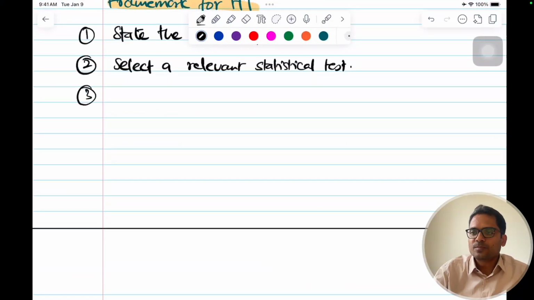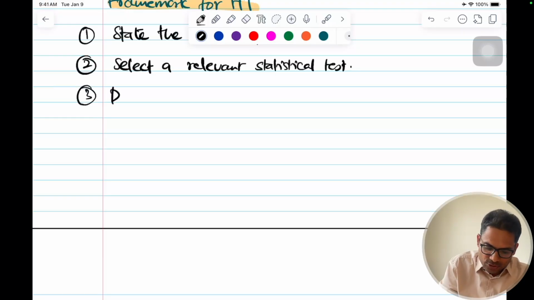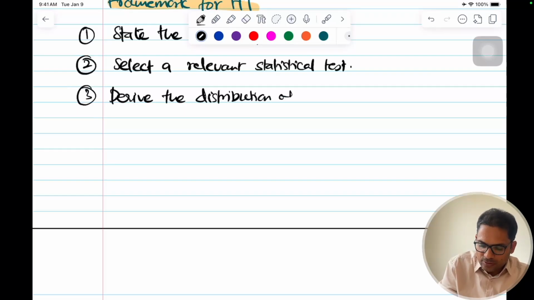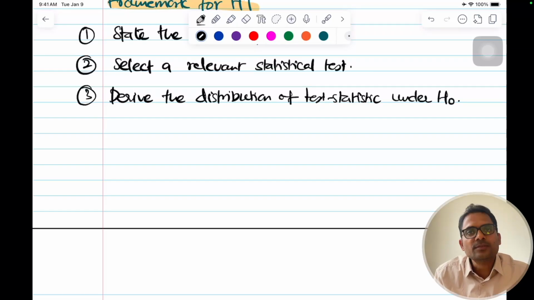The third step is derive the distribution of the test statistic under null hypothesis. So assuming that the null hypothesis is true, we derive the test statistic value. So derive the distribution of the test statistic. We call it test statistic under null hypothesis, or assuming that null hypothesis is true.